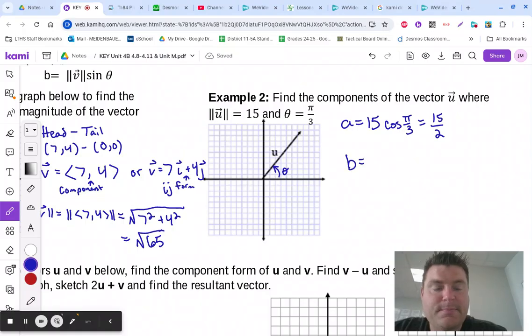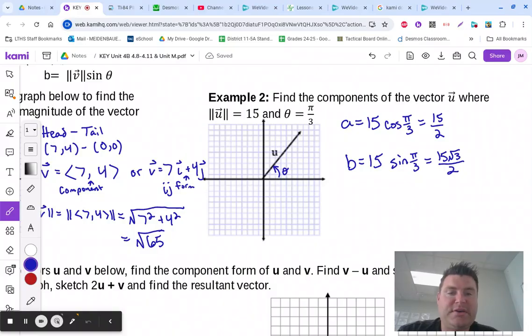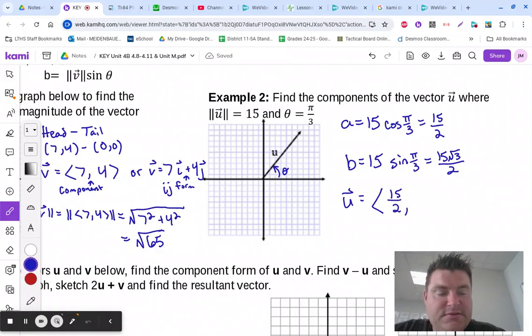And then for B, it's going to be 15 sine of pi over 3, which is going to be 15 root 3 over 2. Okay, so this is the vector u: 15 halves, comma, 15 root 3 all over 2.